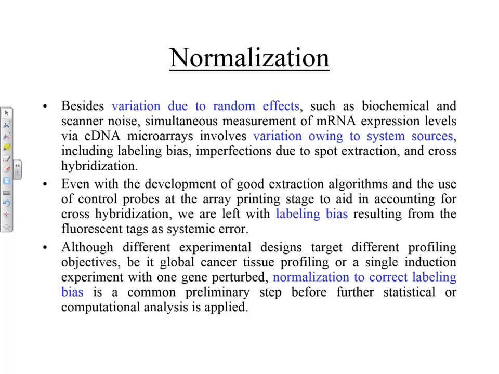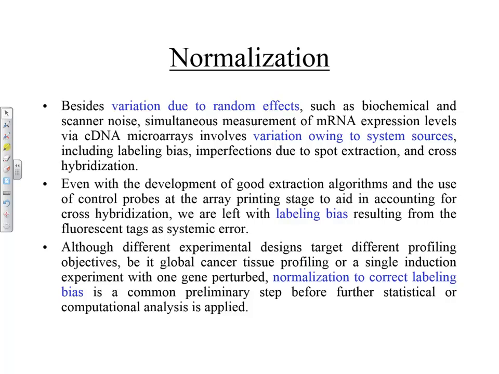So although different experimental designs target different profiling objectives, whether it be global cancer tissue profiling, right? That means you're trying to find out how the gene activity varies across cancer tissue, right? Or whether it's a single induction experiment with one gene perturbed. Maybe you went and messed around with one gene and you want to see what other genes are affected, right? Normalization to correct labeling bias is a common preliminary step.